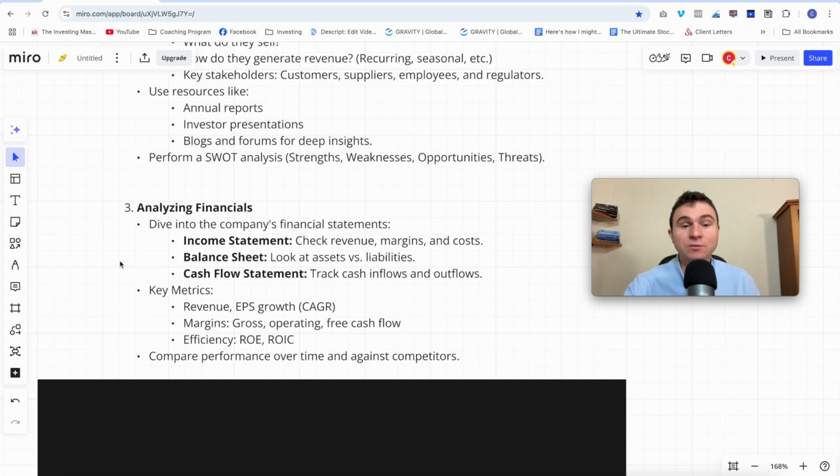For the income statement, you have the revenue, the margins, the cost, etc., the profitability over time. You can check the past income statements in the annual reports for the past 10 years. Then you have the balance sheet, assets and liabilities: the cash, for example, the equipment, facilities, trademarks, but also the debt. So, what the company owns. That can be very interesting.